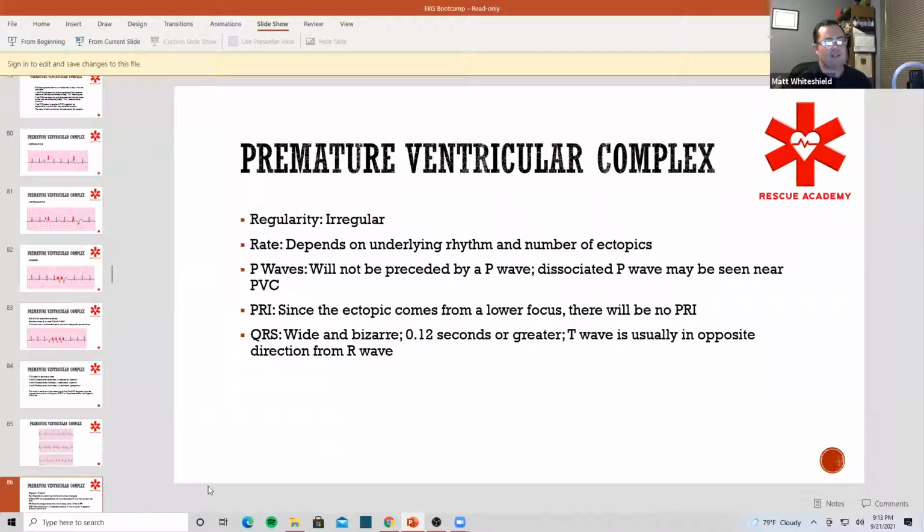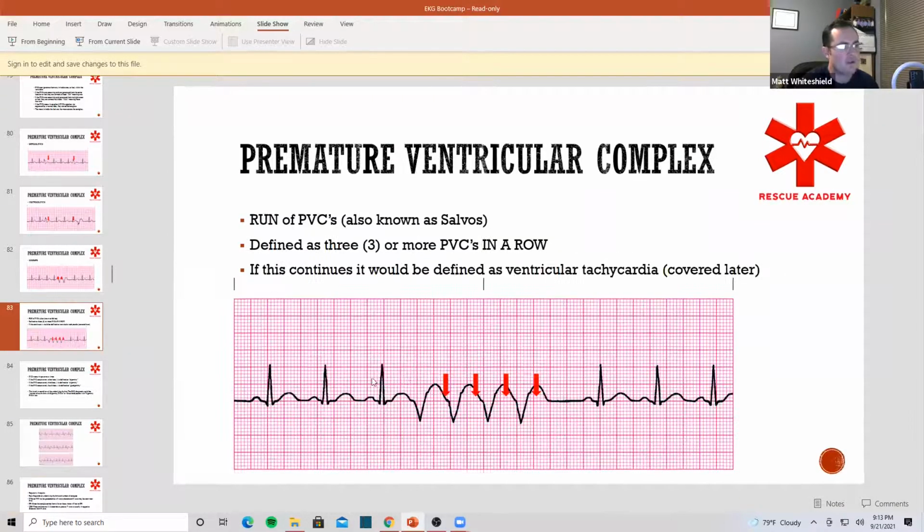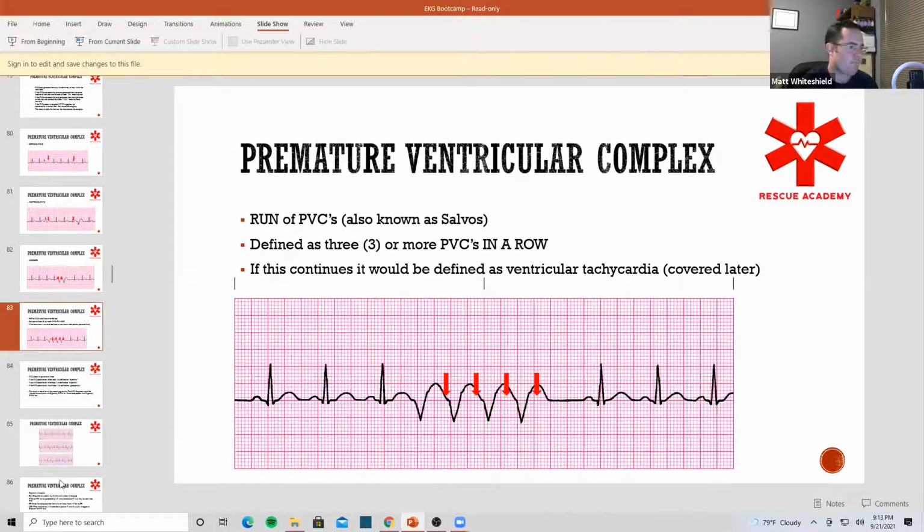All right, Colin asks, can runs be unifocal and multifocal? I don't think I've ever seen a run multifocal. They're always unifocal, just like you can see here.